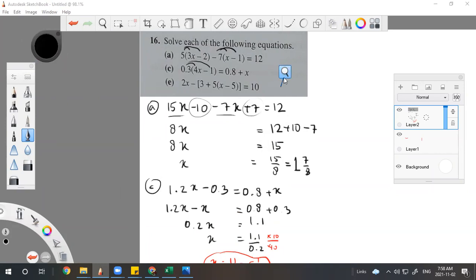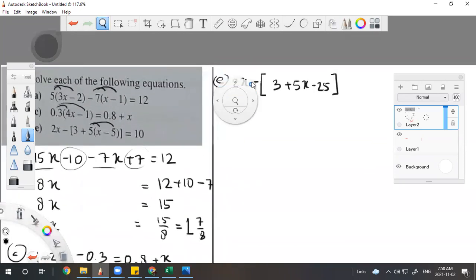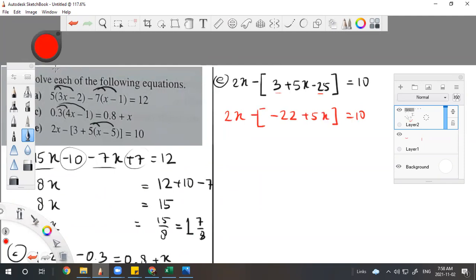How to do E? Oh, we have bracket inside bracket. How can you do this? Again, you have to do it in order. Make sure that the order is 5x minus 5. So 2x subtract, still put the bracket here, 3, and cross the rainbow multiplication. 5x minus 25, right? Equals 10. And then you put the bracket also. Focus on the bracket. 3 minus 25. Oh, we can do this. 3 minus 25 is negative 22, right? Plus 5x equals 10. Since this is minus, pay attention. If minus, you change the sign, right?